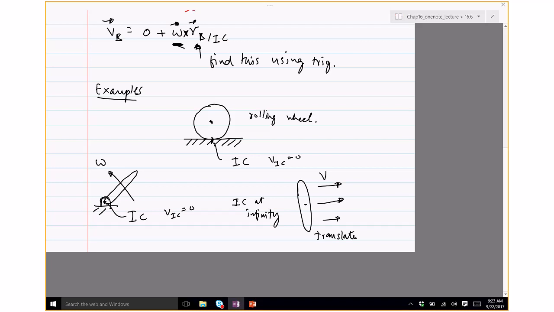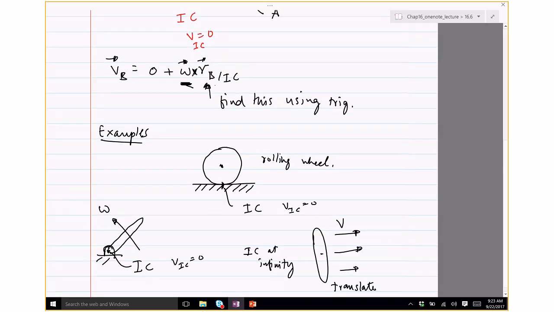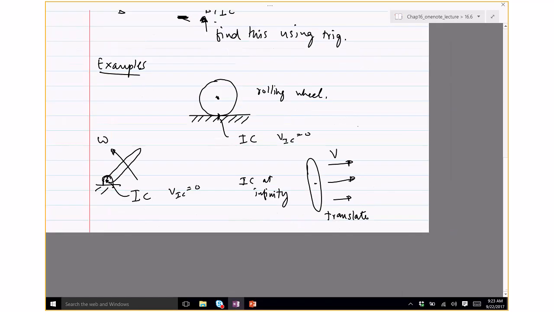Well, it makes sense because remember what the IC does. It basically tells you, if you're given the motion, if we write it this way, V equals omega times, let's say this is a point A, R A with respect to IC. I just wrote the magnitude. I have not written the direction. I have not written the vector. So V, we know it's translating. Where is this quantity? This is at infinity. That's what I told you.